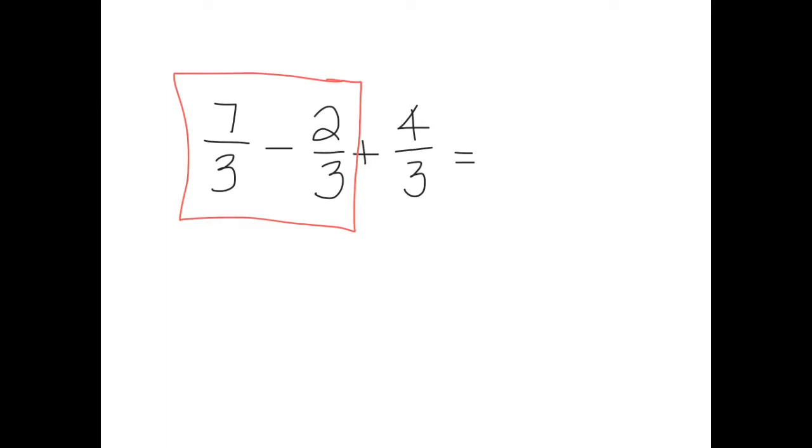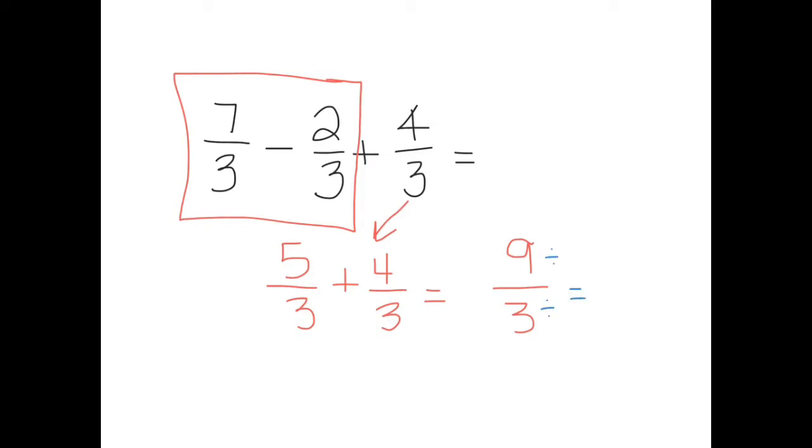7 take away 2 is 5. So I have 5/3. Bring down the rest of the problem. Plus 4/3. 5 plus 4 is 9. Denominator stays the same, 9/3. And this can be reduced. I can divide by 3. 9 divided by 3 is the whole number 3. So you could write that as the whole number 3, or you could write it as 3/1.